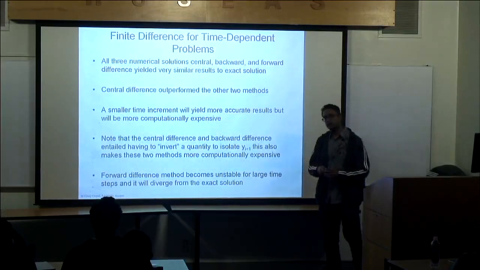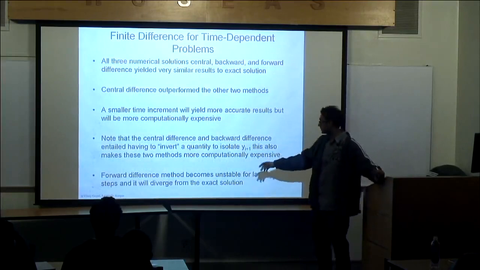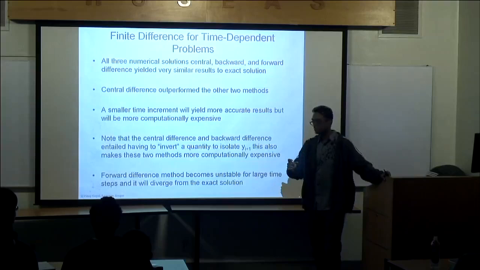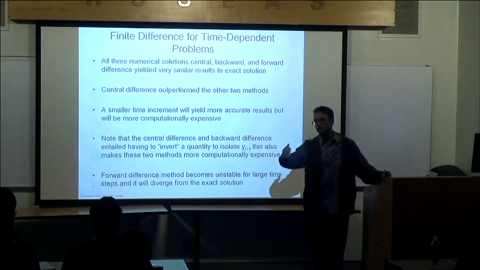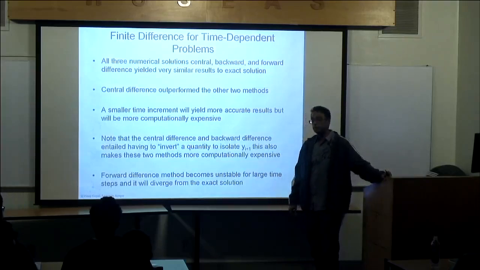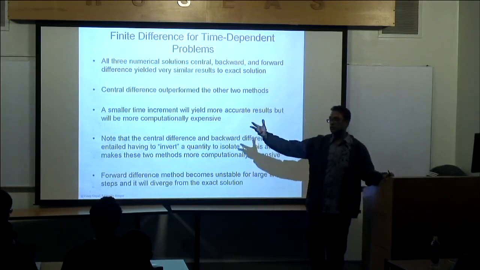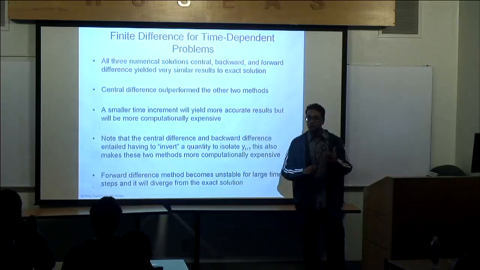Now, the one thing I want to point out, the forward difference method can become unstable. If I use large increments, large steps in my marching procedure, it will diverge from the exact solution. And in some cases, it will start oscillating in a way that's not physical. Okay? The forward difference does that.